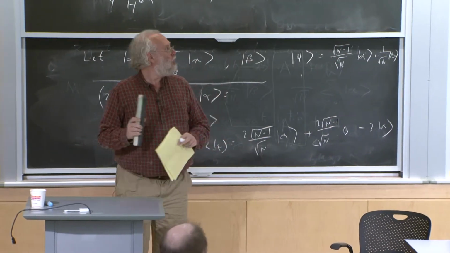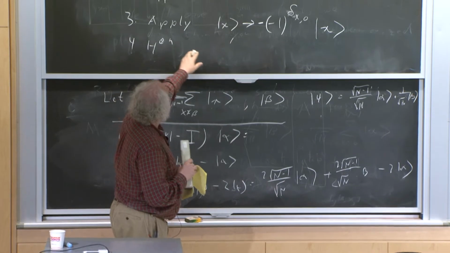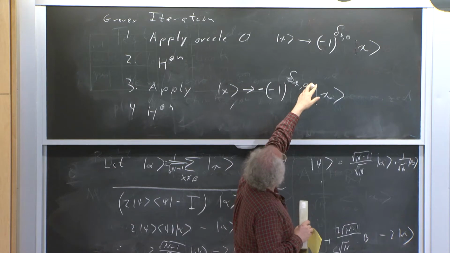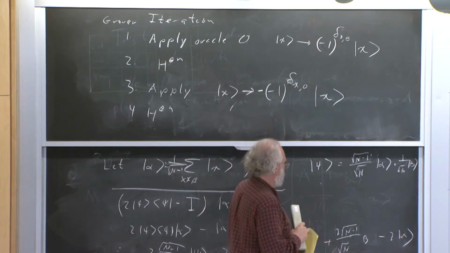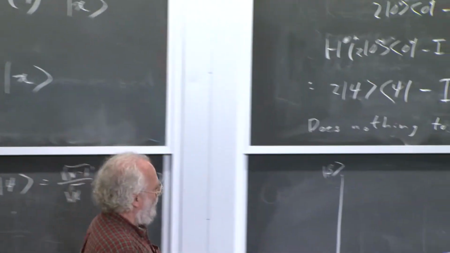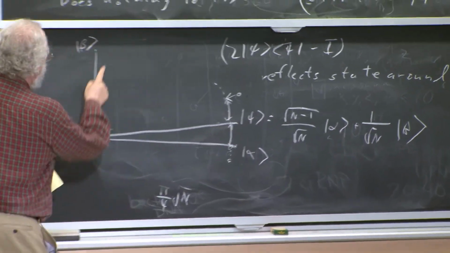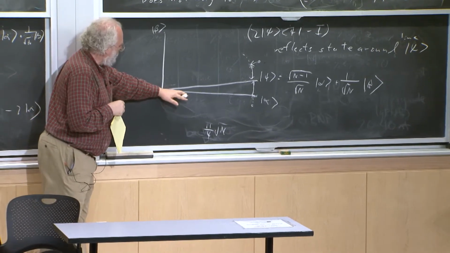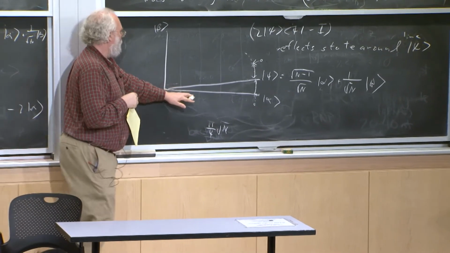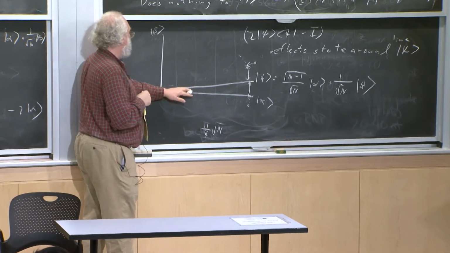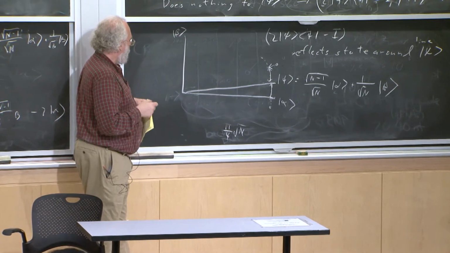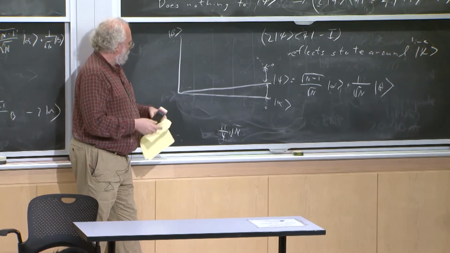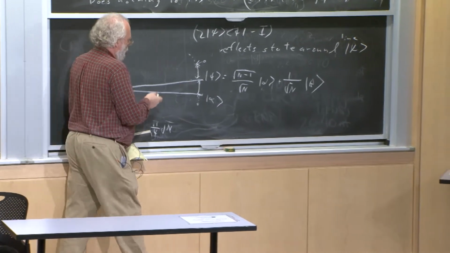So what does the other thing do? The other thing is the oracle, x goes to minus 1 delta beta x. Well, what does that do? It does nothing to alpha, and it reflects beta around the line alpha equals 0, which is, I guess, y equals 0.